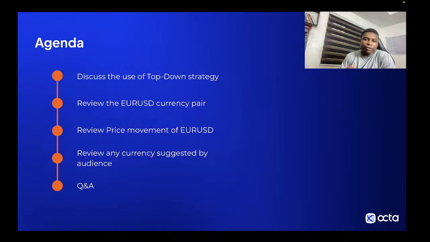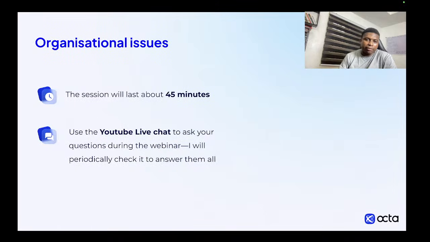Now, here's our agenda for today. We'll discuss the use of the top to bottom strategy. We'll also review the EURUSD currency pair, then review price movement of EURUSD, and we'll also review any currency suggested by the audience, and I will periodically check my chart to answer your questions. This session will last for 45 minutes, and you can use the live chat to ask your questions during the webinar, and I will periodically check it to answer them all.